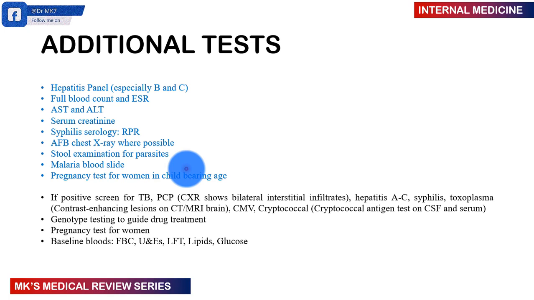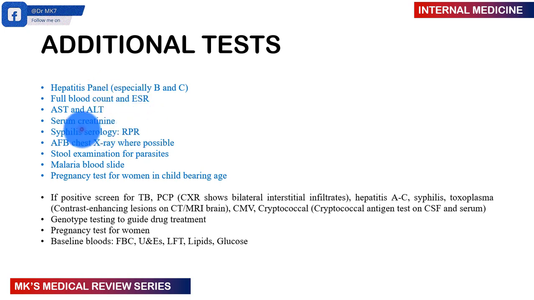Additional tests that we may do: a hepatitis panel, especially for hepatitis B and C. We may do a full blood count and an ESR. We may do your liver enzymes, that's your AST and ALT. We may order your serum creatinine. We may order an RPR against syphilis. Of course, with syphilis, there are also much more specific tests, your treponema hemagglutination tests.